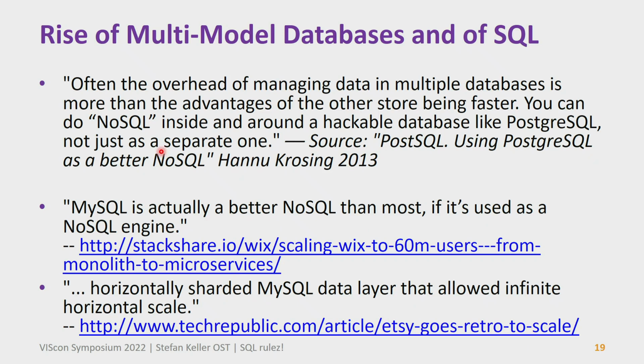Then there is a rise of multi-model databases and SQL in recent years. And so we see statements like "MySQL is actually a better NoSQL than most if it's used as a NoSQL engine," or "horizontally sharded MySQL allows infinite horizontal scale." The idea was that the overhead and the configuration is still today, admittedly, a complex task in the elephants. So they made it not easy to shard and to scale out. That was 10 years ago, but it has become better to shard and to scale out.